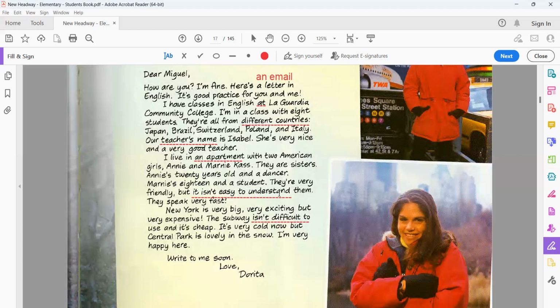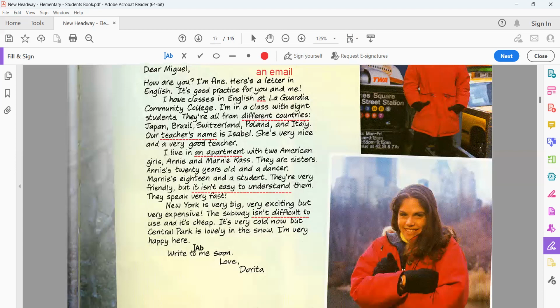To plus a verb. To understand, to run, to eat in this restaurant, and so on. So you can say it is a bit lovely to eat in this restaurant. Again, the subway isn't difficult. The subway, it's like the train, but it goes underground. Isn't difficult to use. So we use adjective to plus infinitive.